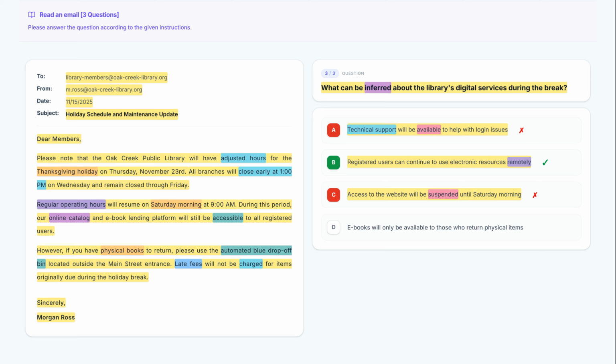Finally, let's look at option D. Ebooks will only be available to those who return physical items. The text mentions physical items and ebooks separately. It never says you must return one to get the other. This is a false connection.